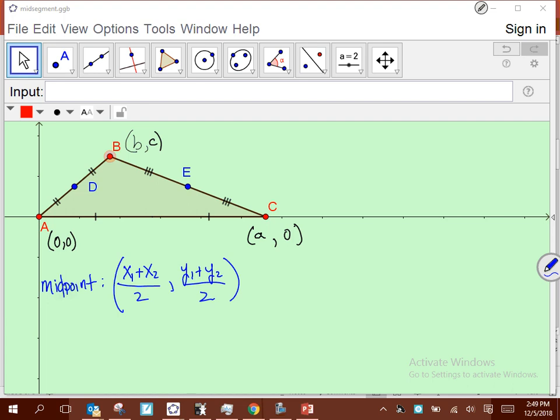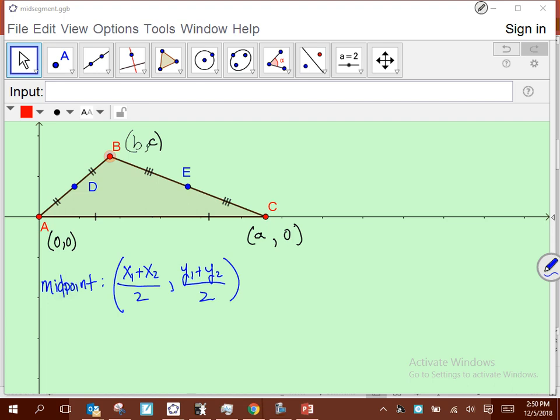I want to find the midpoint of AB, which is point D, right? I want to find its ordered pair. Now you guys know how to do this if B was like 10 and C was like 12, right? You take 0 plus 10 divided by 2, and then take 0 plus 12 divided by 2, right? But if BC was like 13 and 7, you would take 0 plus 13 divided by 2, 0 plus 7 divided by 2, right?